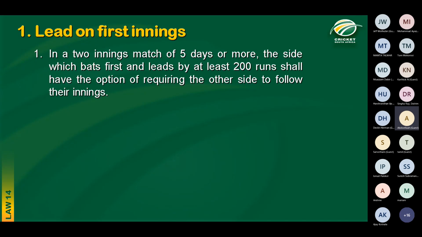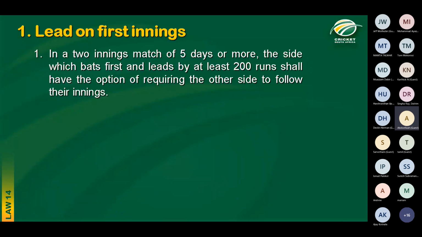So in our example, let's say side A scored 600 and they bowled side B out for 200. So how many runs are they ahead? They are 400 runs ahead. According to the law, if the side leads by at least 200 or more, the captain of that side has the option of asking the other side to go bat again. So in my example, because the lead is more than 200, the captain of side A has the option of enforcing the follow-on, i.e. to ask the captain of side B to go bat again in the second innings.